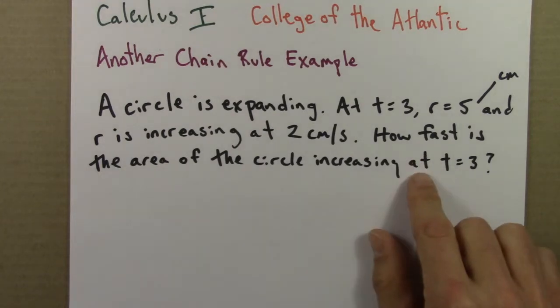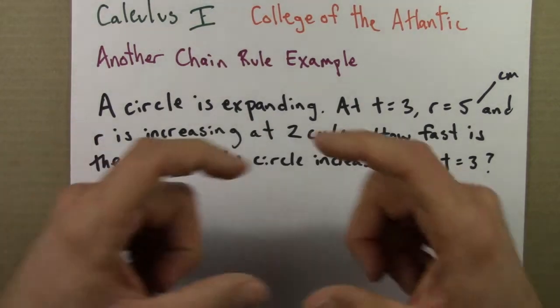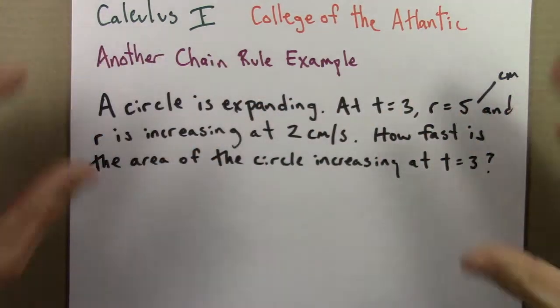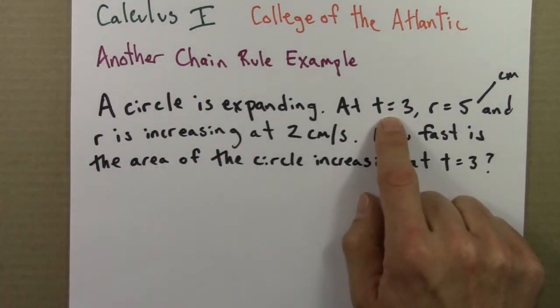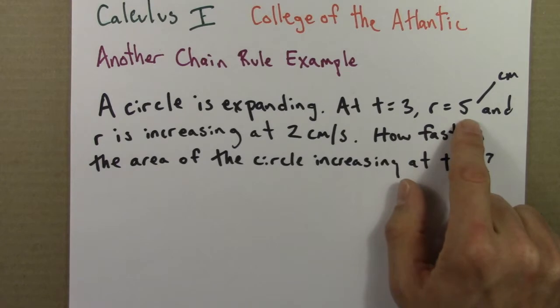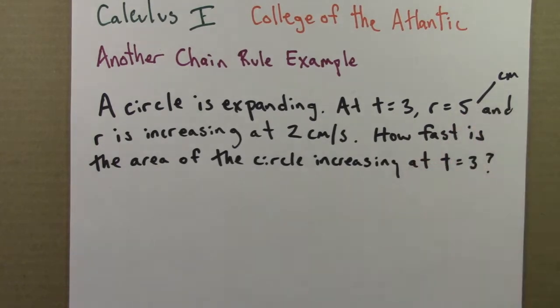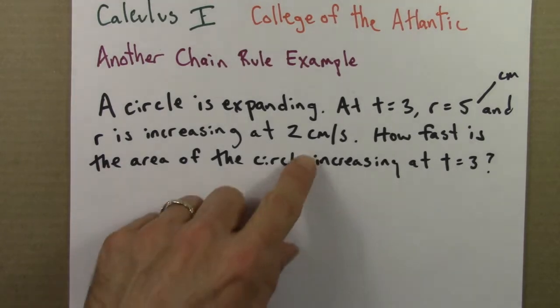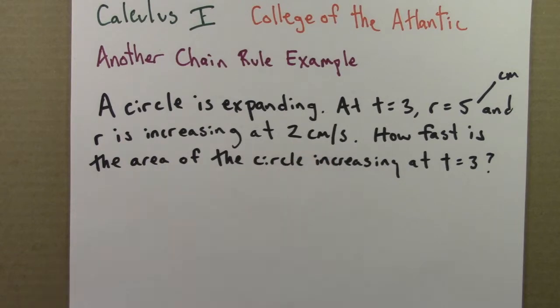So here's a problem I want to think about. We have some circle that's expanding. And at time t equals 3, the radius is 5 centimeters, say. And at that particular time, t equals 3, the radius is increasing at a rate of 2 centimeters per second. And we want to know how fast is the area of the circle increasing at time t equals 3.